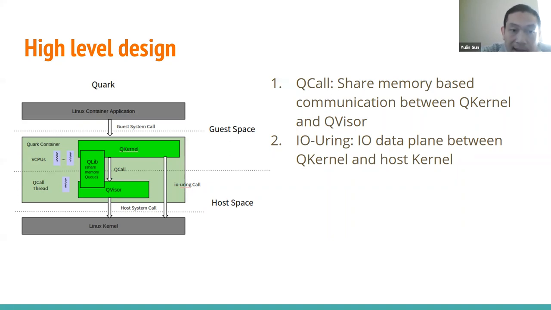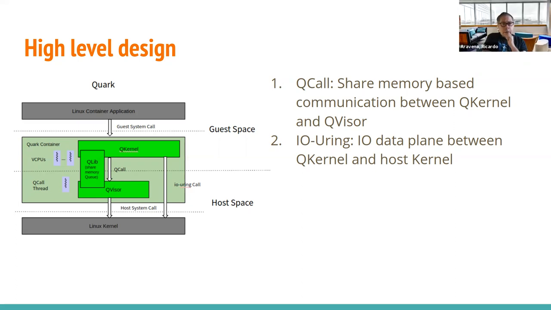But for security reasons, so far we only pass the data plane, that's data IO requests, to io_uring. For example, read, write, and send message, we use io_uring. For the other metadata related operations like open and socket, this kind of system call, we still use QCall, so that we can have another level of check in the QVisor to make sure the request is not compromised. Yeah, this is the high level design.